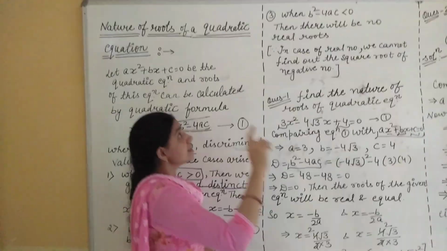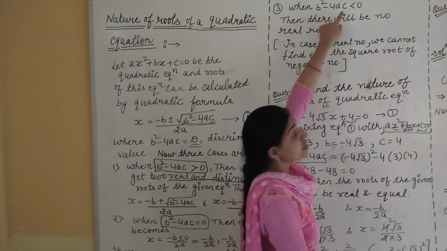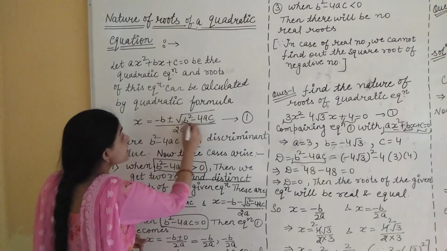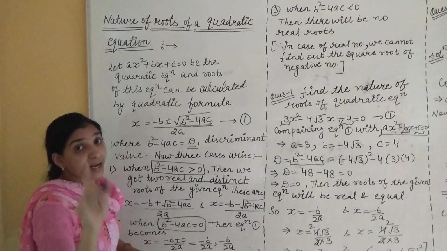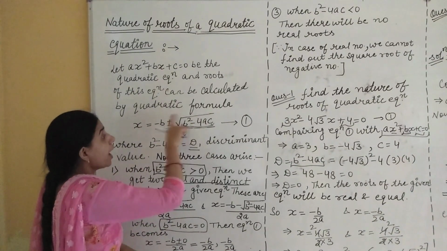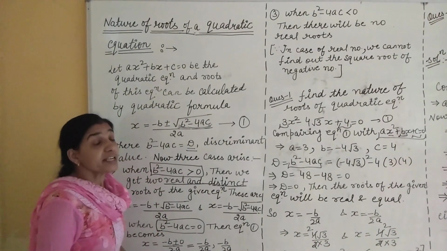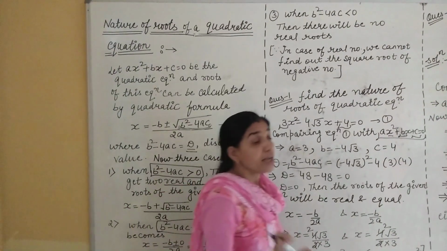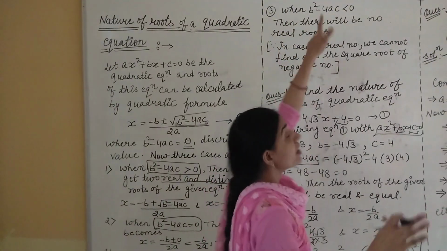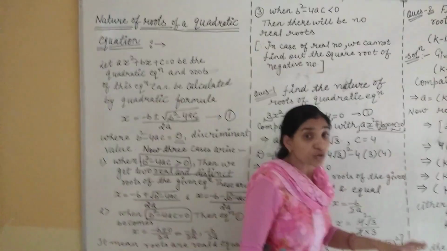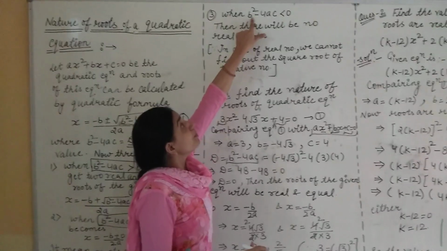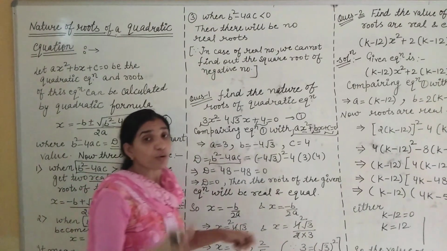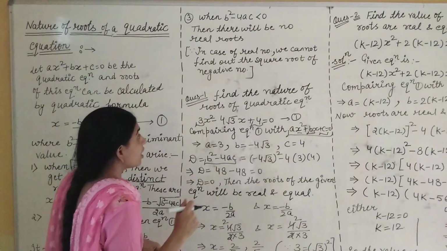Now move on to the third case, when b square minus 4ac is less than 0. This means the value is negative, and a square root is taken of it. In the case of real numbers, it is not possible to find the square root of a negative number. Hence we can say there will be no real roots. Whenever b square minus 4ac is less than 0, there will be no real roots of the given quadratic equation.